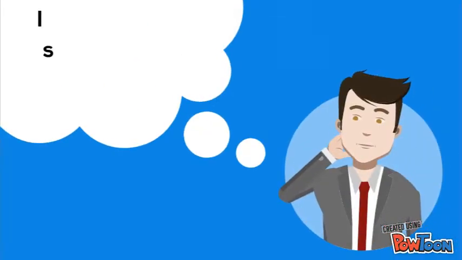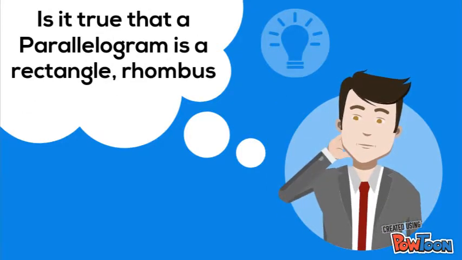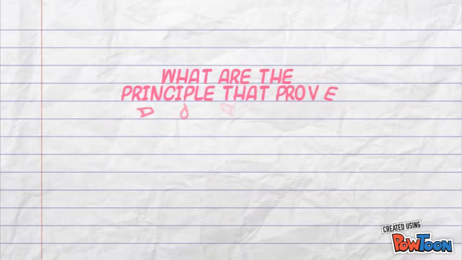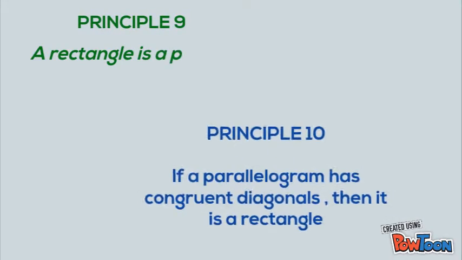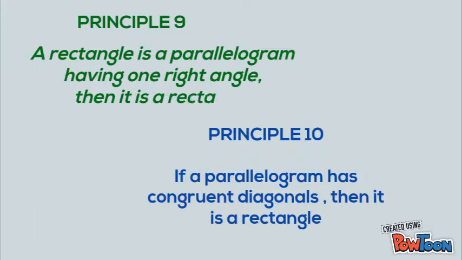Is it true that a parallelogram is a rectangle, rhombus, or square? What are the principles that prove a parallelogram is a rectangle? Principle 9. If a parallelogram has one right angle, then it is a rectangle. Principle 10. If a parallelogram has congruent diagonals, then it is a rectangle.